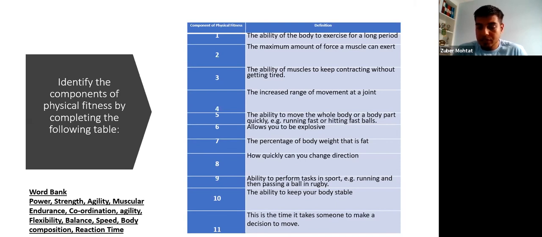The ability to keep your body stable, balance, and the time it takes someone to make a decision to move, reaction time. So again, sports such as football, cricket's a good example, baseball's a good example, where you've got to focus on a stimulus such as a ball, and then you've got to react very quickly. So in cricket, a ball's coming at you at 90 miles per hour over a 22-yard distance. Have you got the reaction time, the speed of light to react to that ball?